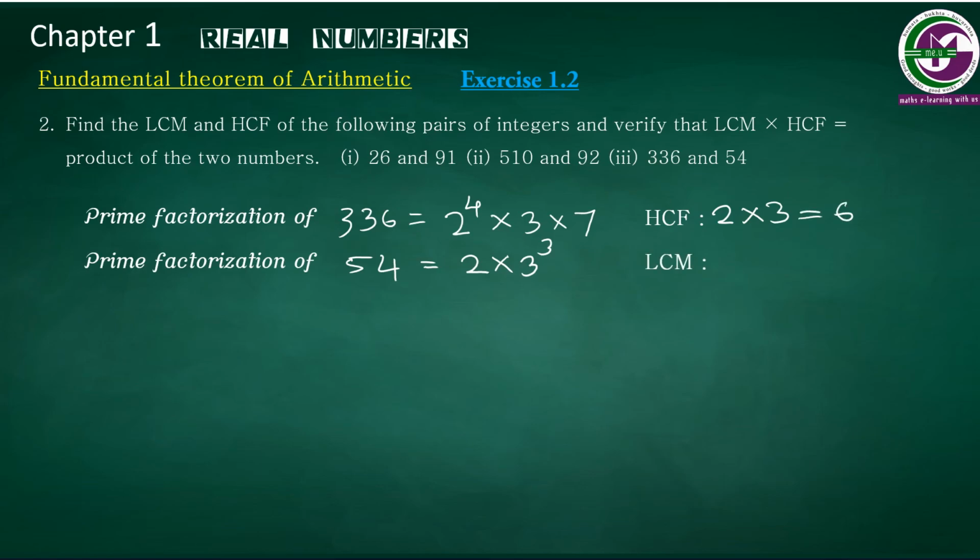Now to find LCM, we'll take all the factors. If any common factors are there, we'll take the highest power. So we'll take 2 raised to 4 times 3 raised to 3. We have 2 as a factor in both, but the highest power is 2 raised to 4. 2 raised to 4 times 3 cube times 7, which gives 3024.